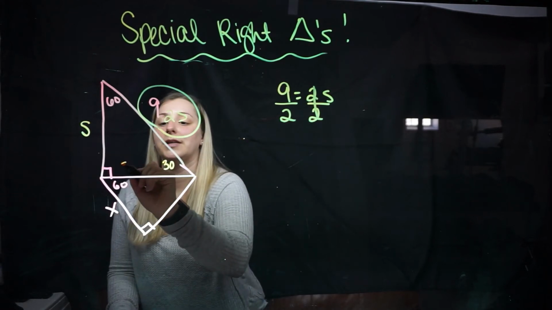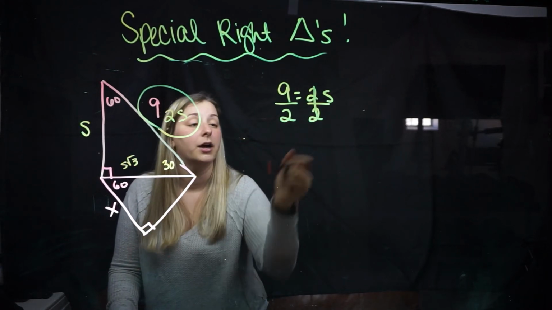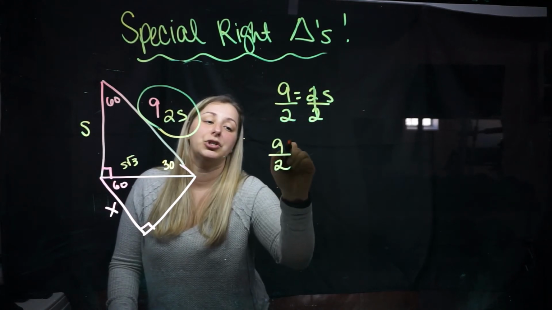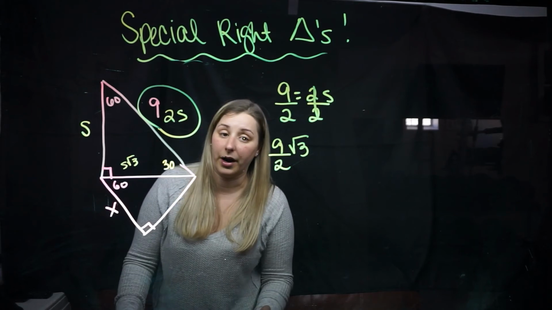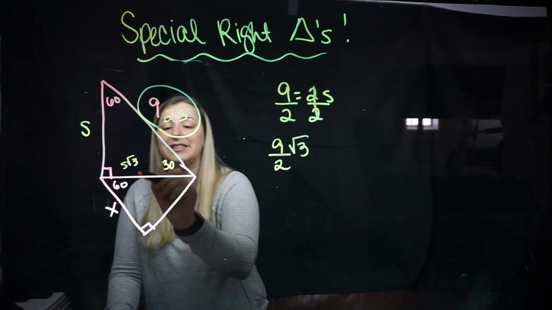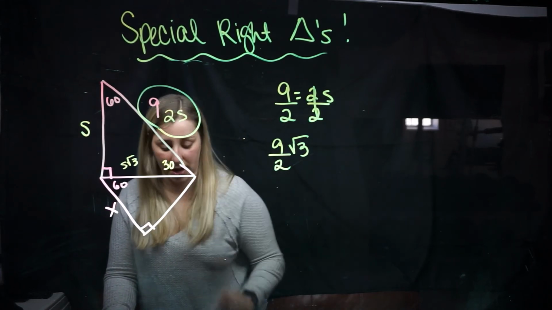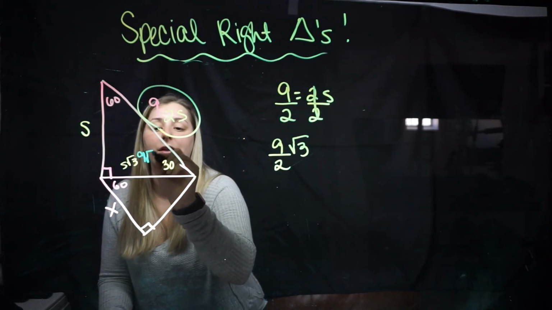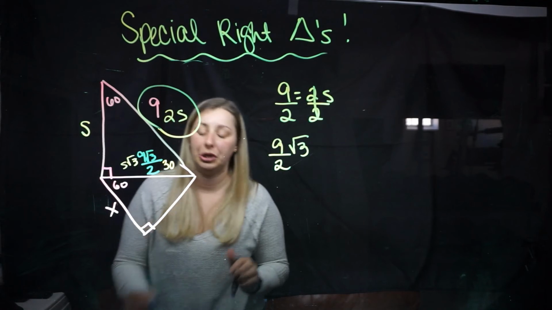Now remember, this was S rad 3. So I really need, if this is S, 9 over 2 rad 3. So 9 rad 3 over 2. So that's this label right here. So I'm going to go ahead and put that in there. Let's use different colors so it kind of stands out. 9 rad 3 all over 2.